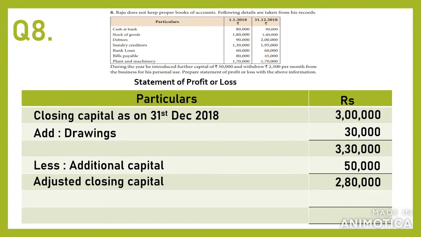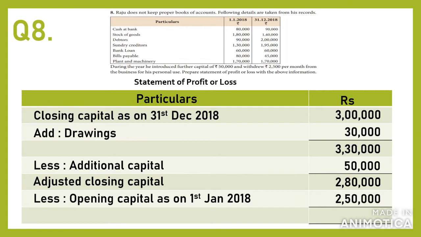From this, what you need to do is you need to reduce the opening capital as on 1st January 2018 in this case, which is 2.5 lakhs. So 2.8 minus 2.5 will give you a positive figure, or will it give you a negative figure? Yes, it is going to give you a positive figure. So positive figure represents profit for the year, which is 30,000. Okay, are you clear?